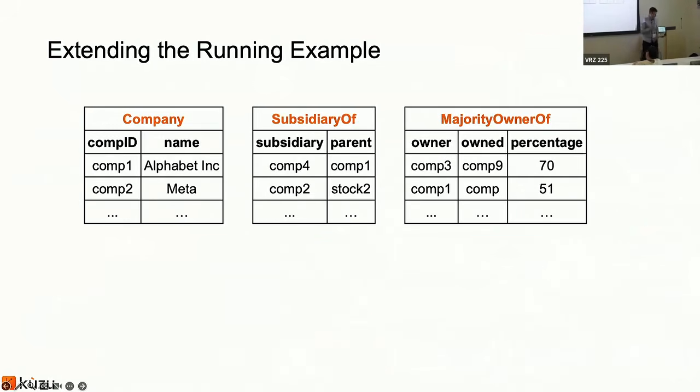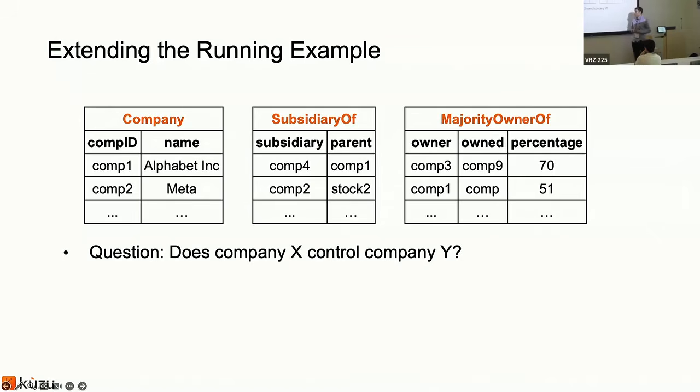Let me extend this running example. Suppose in addition to being a subsidiary of, you also had a second relationship between companies, which is majority owner of. So some company can be a majority owner of another company. Now you have this question: does company X control company Y? In this case, you control a company either if you're recursively a parent of it, or you're recursively a majority owner of it. Like, you're a majority owner of a company, and maybe that intermediate company is a majority owner of another company. Maybe the middle one is Z, the other one is C. Then you could also control C.